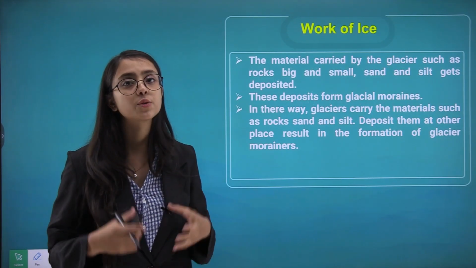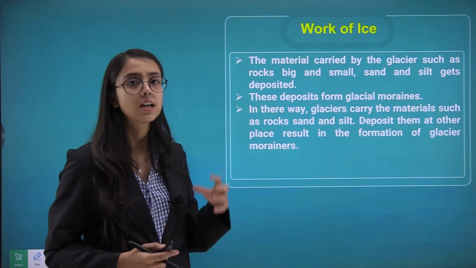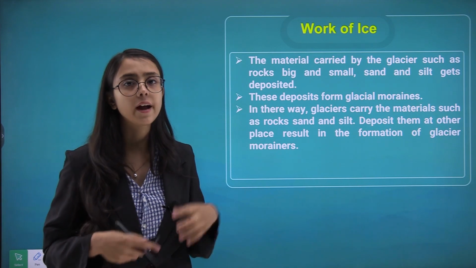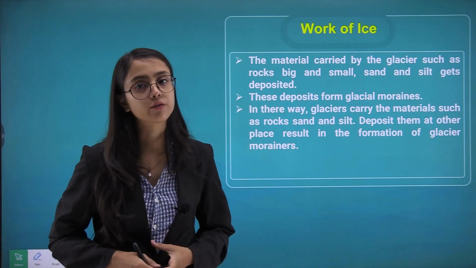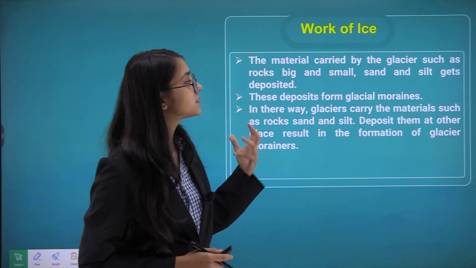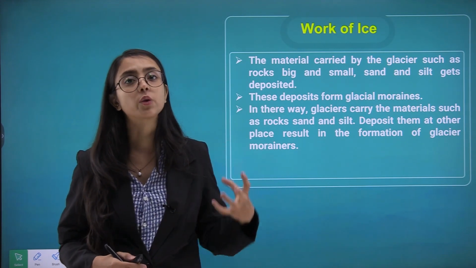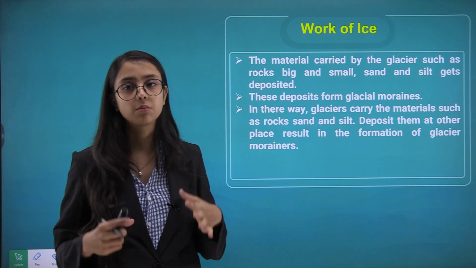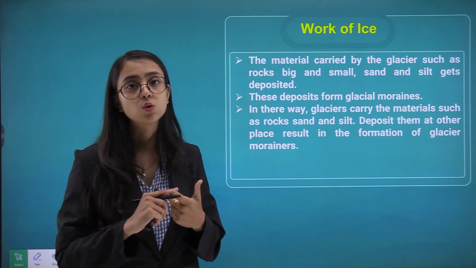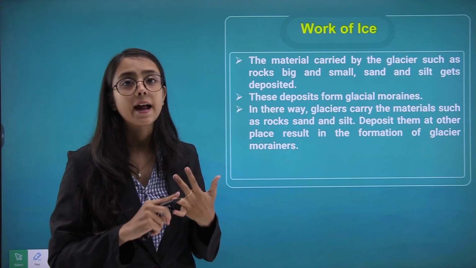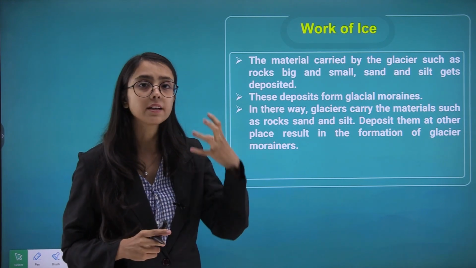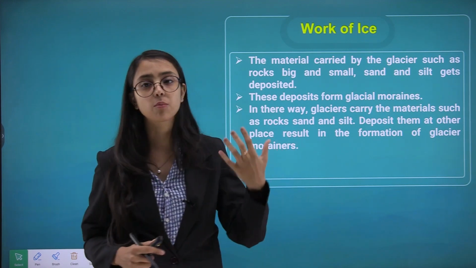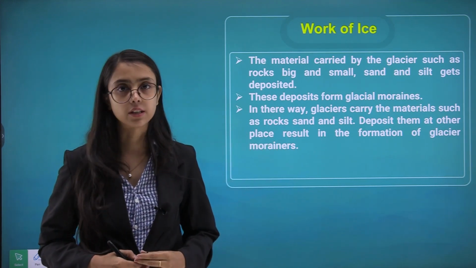So, the materials which are carried by the glaciers, such as big and small rocks, sand, silts, get deposited at one place along the shore of the river. These deposits form glacial moraines. On their way, glaciers carry materials such as rocks, stones, silt, sand, soil, and deposit them in these places. It results in the formation of glacial moraines.